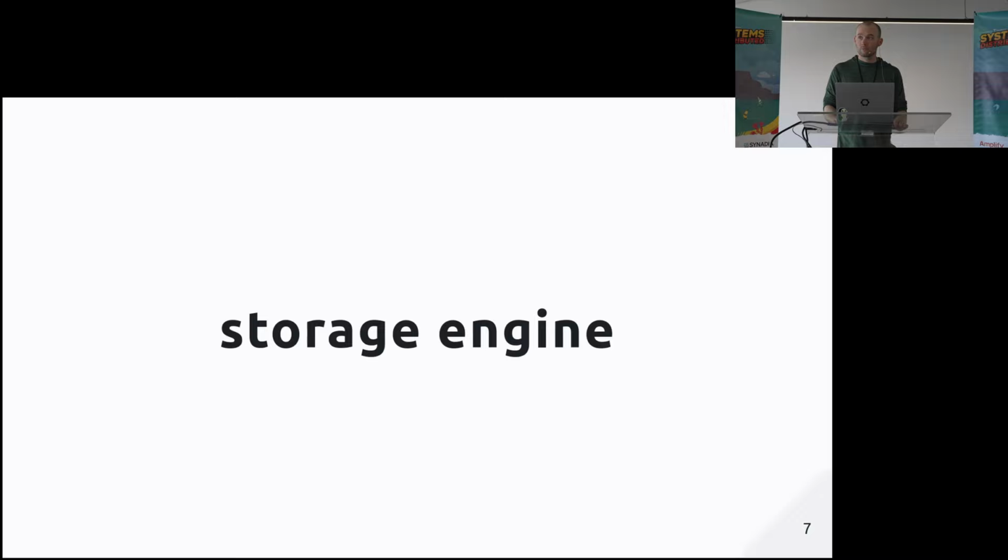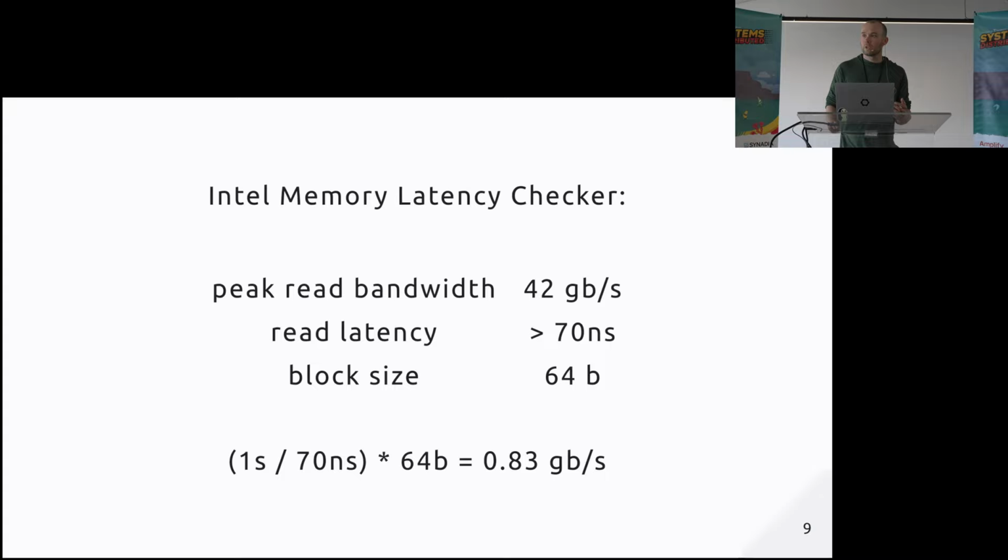So the storage engine. Most of the complexity of the storage engine is just due to how different memory and disks are. There's a tool made by Intel, the memory latency checker. So I used this to benchmark the memory on my laptop. It tells me the peak read bandwidth is about 42 gigabytes per second. The latency for a single read is about 17 nanoseconds. And we know from the data sheet that each time you read from memory, you get 64 bytes back. Even if you only want to read one byte, it'll give you 64.